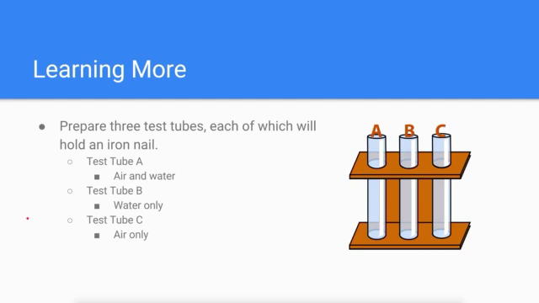Knowing that both air and water are involved gives us three environments we should prepare. The first environment is going to mimic the real situation with both air and water present. The next two are going to be just each individually. So test tube B will be just water only, test tube C will be air only. Now, how can we make such things?